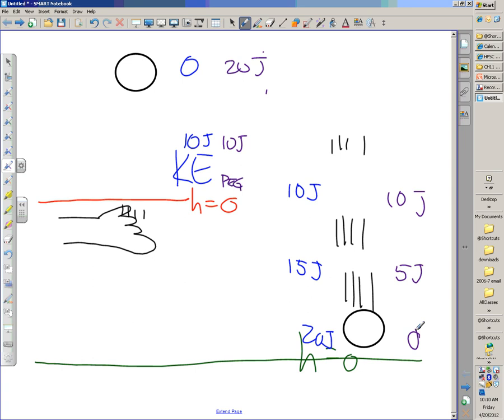Go ahead. What if it hits the ground? What will happen to the gravitation? Good answer, or good question. Okay? So, good transition.